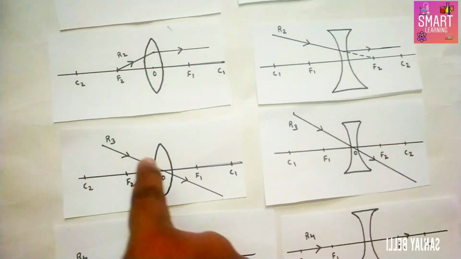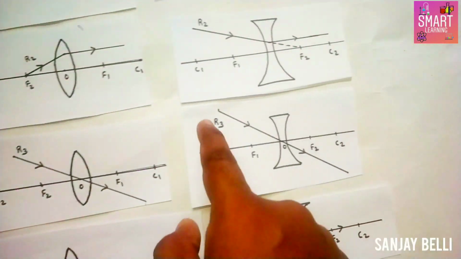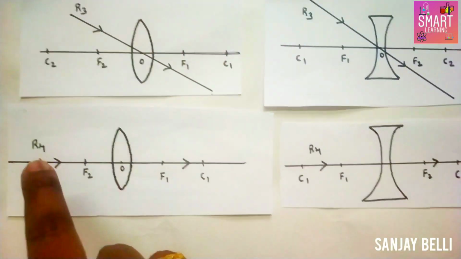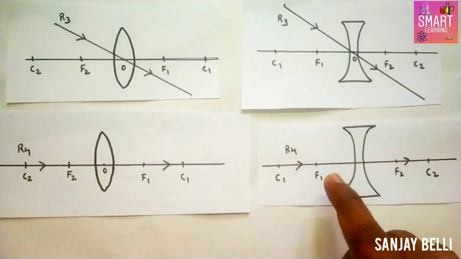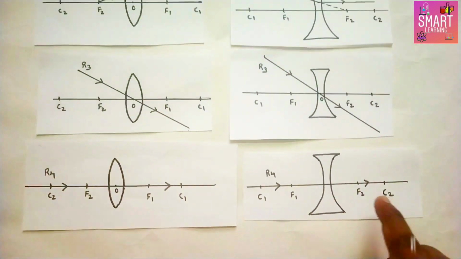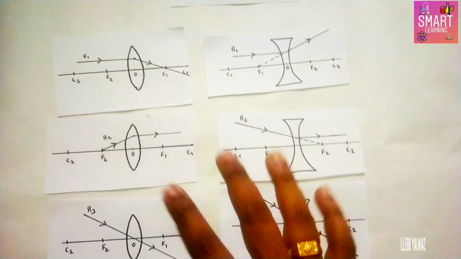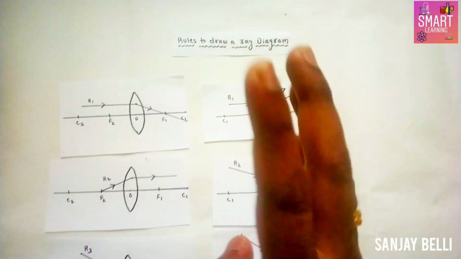If the light ray passes through the optic center, it emerges out without deviation. Here also the same you can observe. And the fourth rule, if a light ray passes through the principal axis, the ray emerges out through the principal axis itself without deviation. Okay, so these are the 4 rules for concave and convex lens.